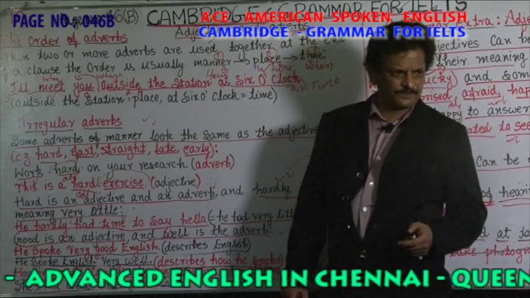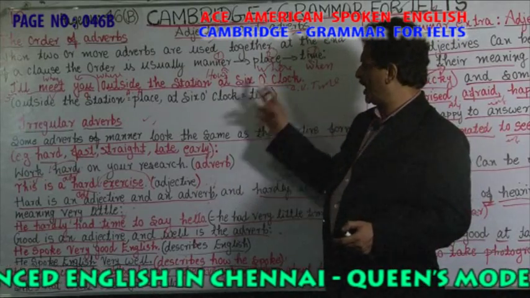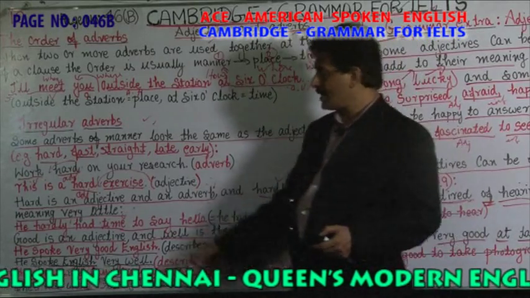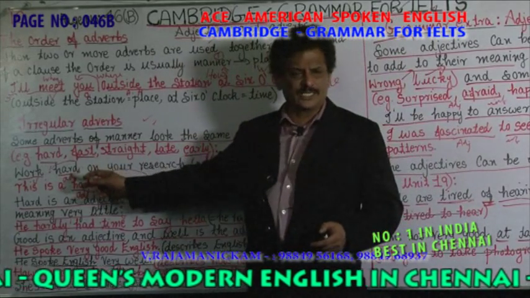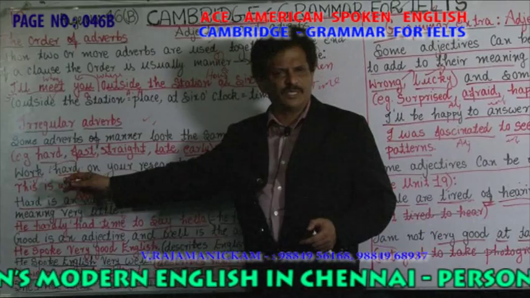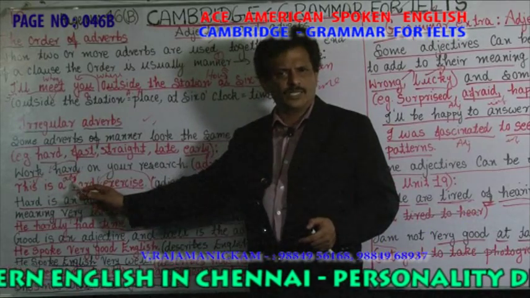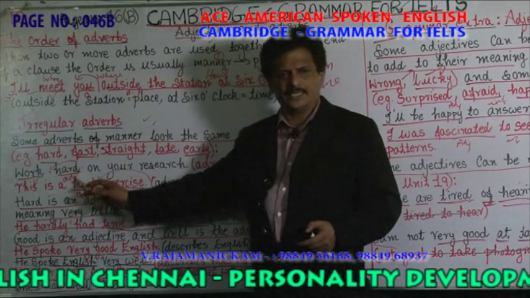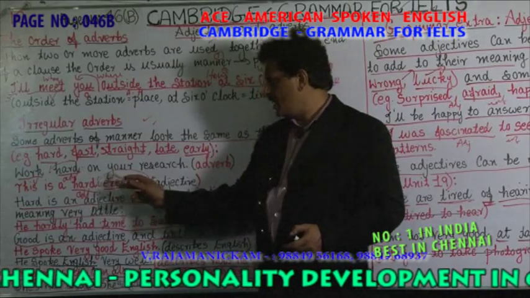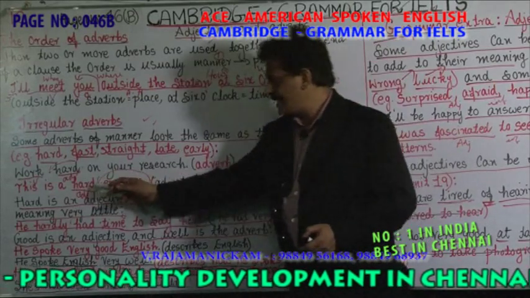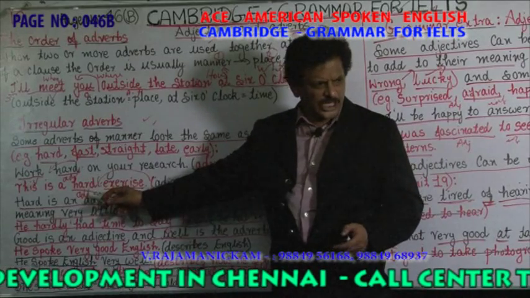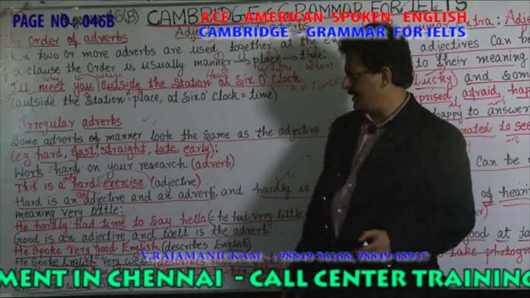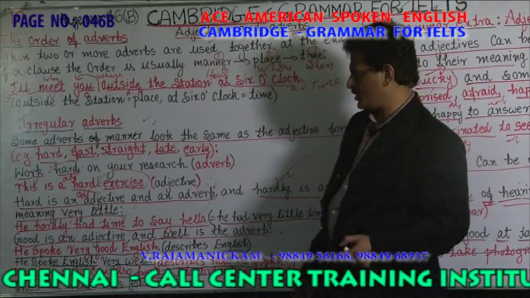When? Adverb of time. See, work hard on your research. Which is the verb, sir? Work. Work, how do you work? You should work hard. So hard becomes an adverb. On your research. This is a hard exercise. So this hard is an adjective. What type of exercise? It is a hard exercise, right?